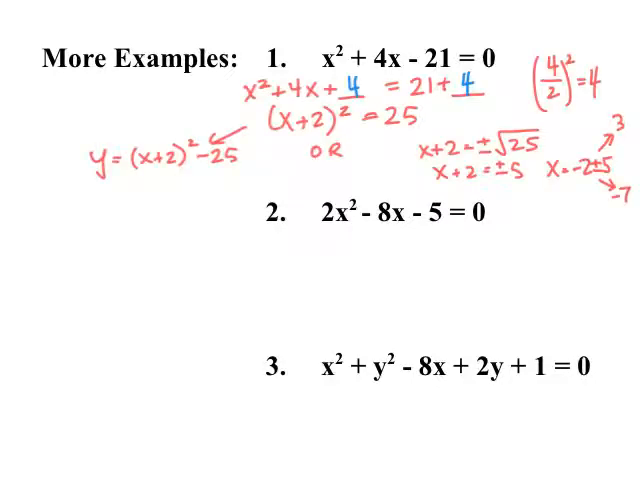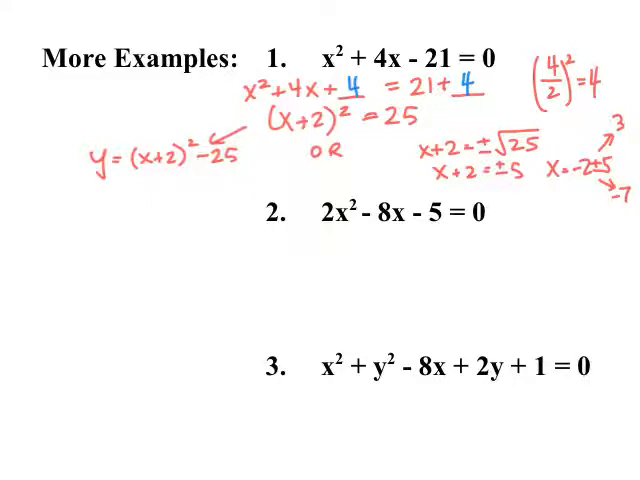Okay, so you can see the first thing I did was move the 21 over to the other side by addition. Then I grouped my quadratic term and my linear term, and then I took the coefficient of the linear term over here, divided it by 2, squared it. And you get 2 squared is 4. So that's what completes the square.